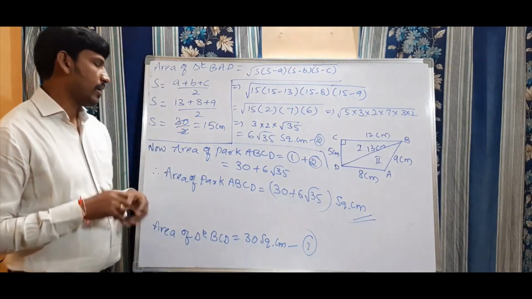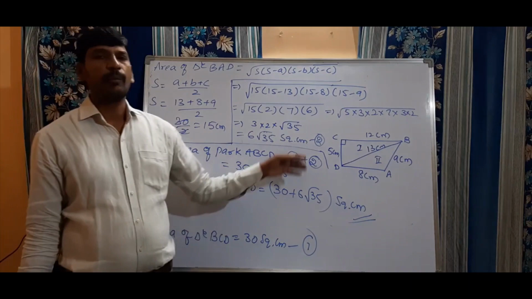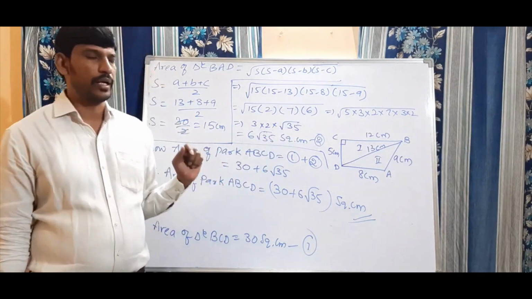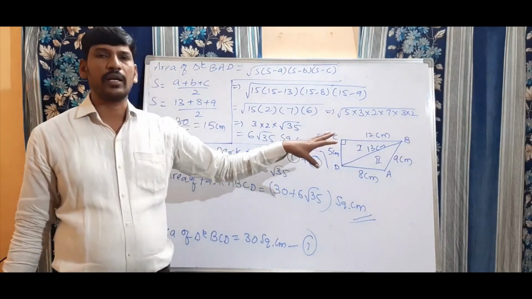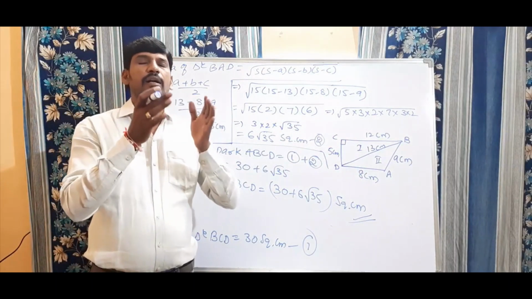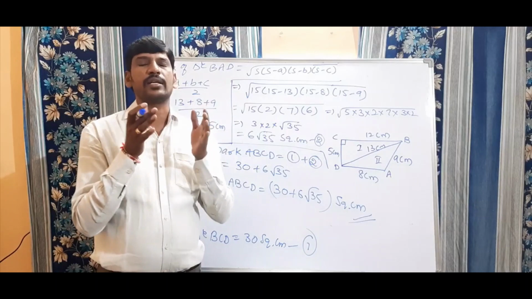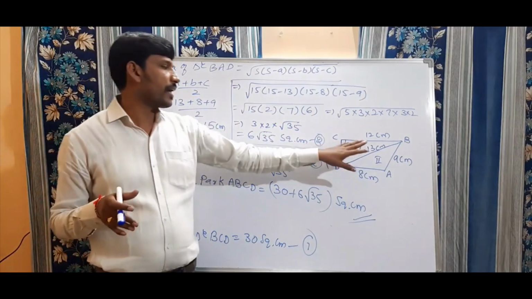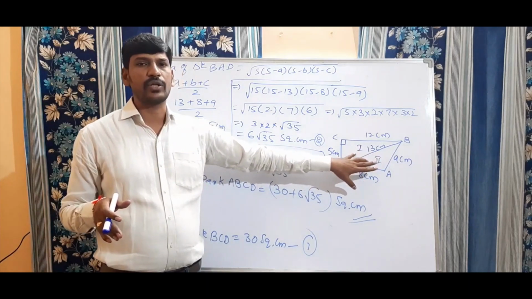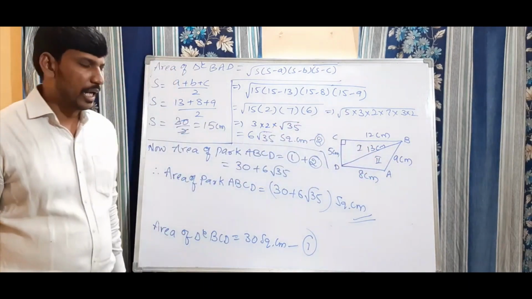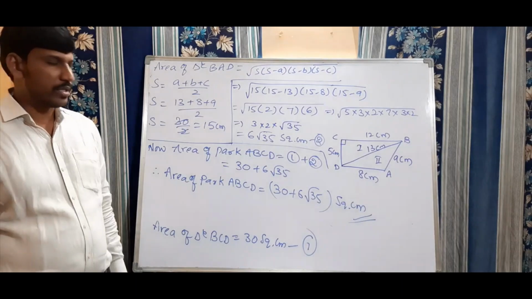This is the process to find the area of a quadrilateral by using Heron's formula. This is clear, my dears? Please draw a diagonal in any quadrilateral. The diagonal divides the quadrilateral into two triangles. Then find the area of each triangle. Then add the areas of these two triangles, and you will get the area of the quadrilateral. Is this clear, my dears? Right.